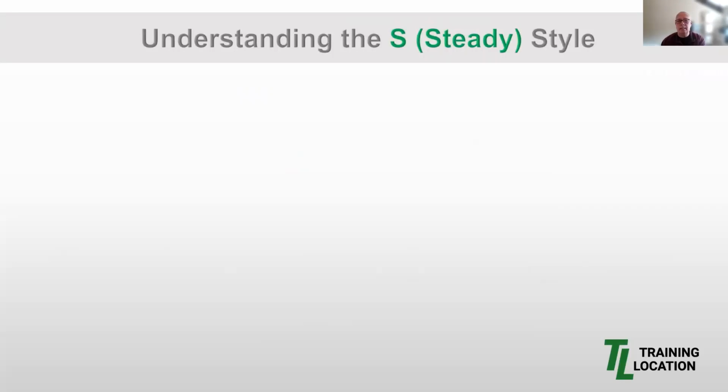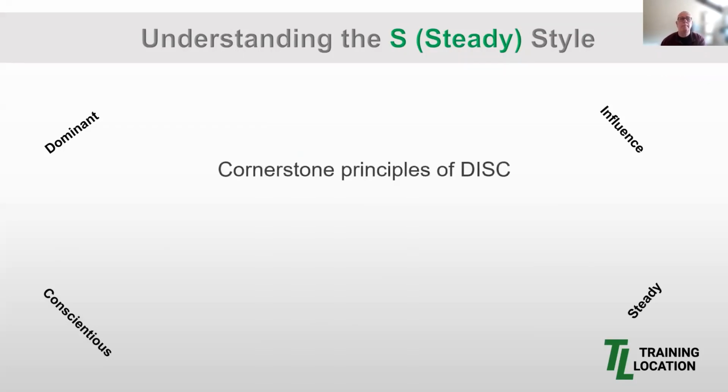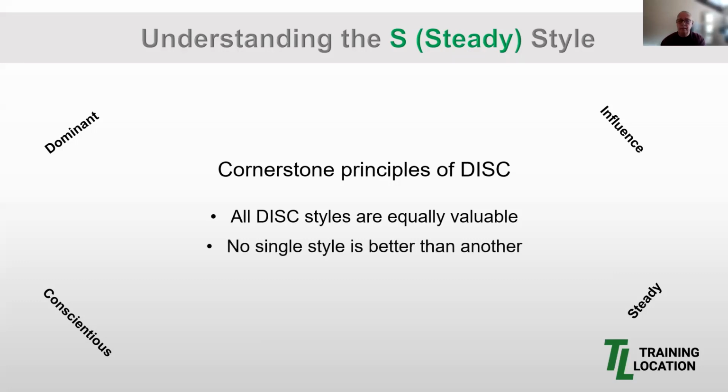Our topic today is understanding the S or steady style. This is one in a series discussing 4 DISC styles, which include dominant, influence, steady, and conscientious. Before we begin, let me review the cornerstone principles of DISC. All DISC styles are equally valuable. No single style is better than another, and everyone is a blend of all 4 styles.